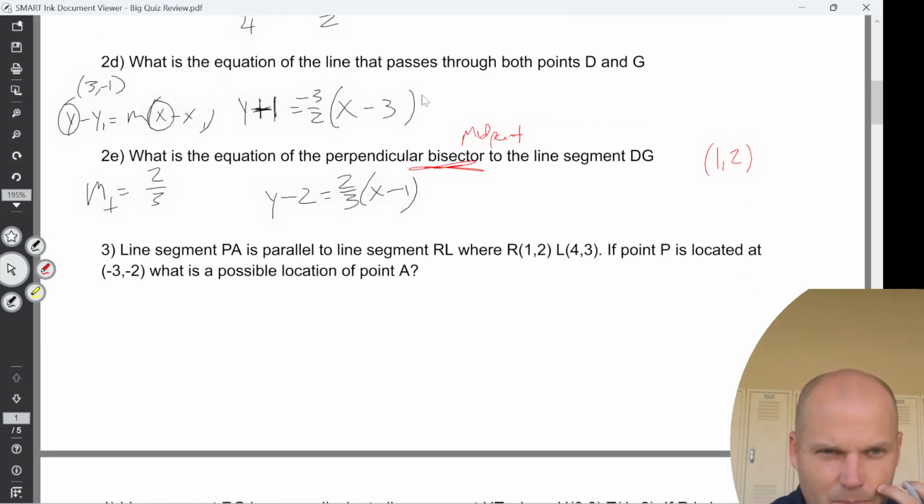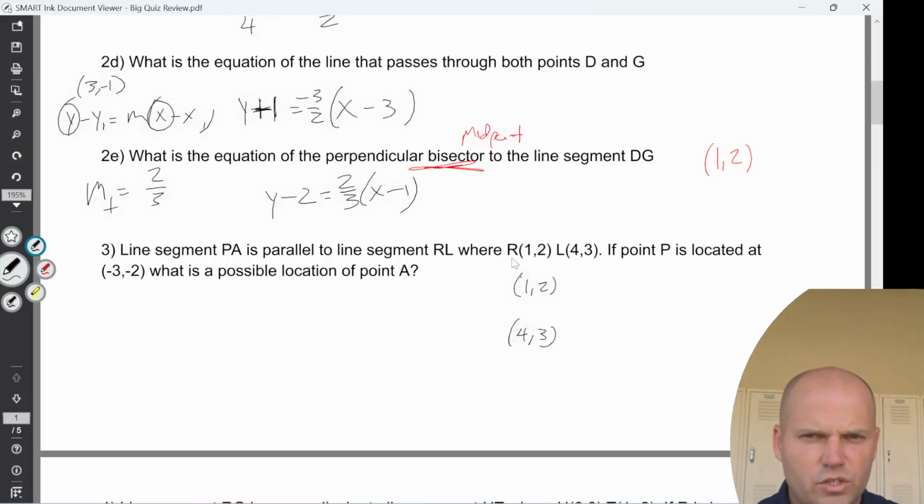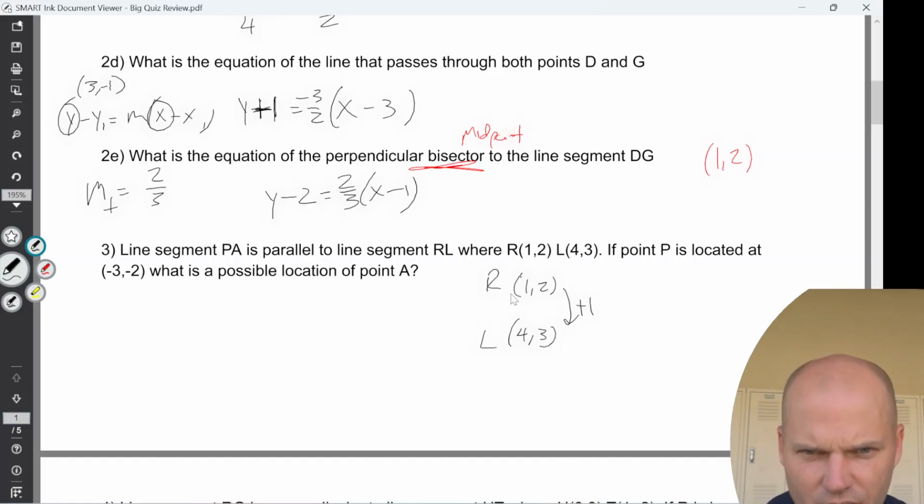Question 3, line segment PA is parallel to line segment RL. R is at 1, 2, and L is at 4, 3. PA is parallel to RL. It doesn't say it's the same length, but I'm going to make sure it's the same length.